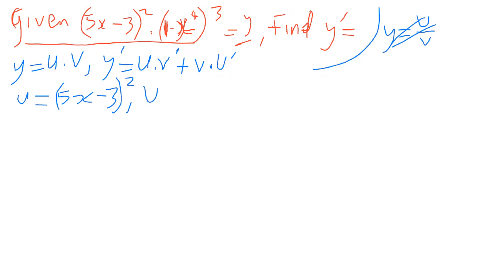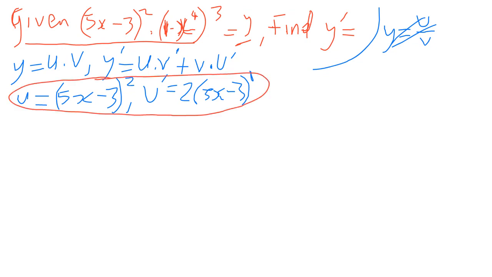So u prime is equal to, using the chain rule, 2 multiplied by everything inside the parentheses, 5x minus 3. Use the power rule for the exponent, so 2 minus 1 is 1. Now I have everything about u. I'm going to circle this: this is my u and u prime. And here I am going to find my v and v prime.